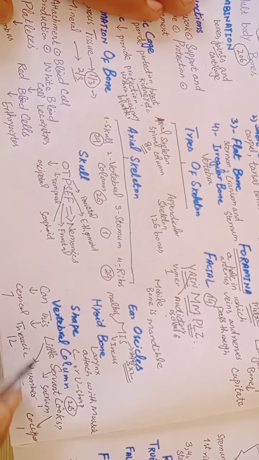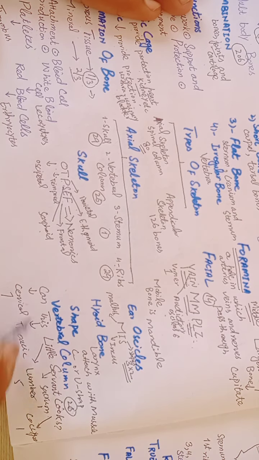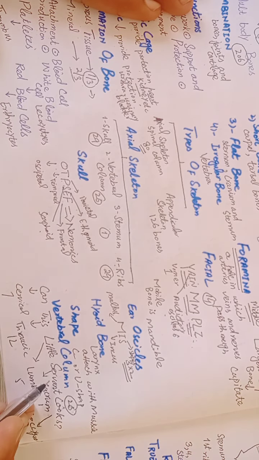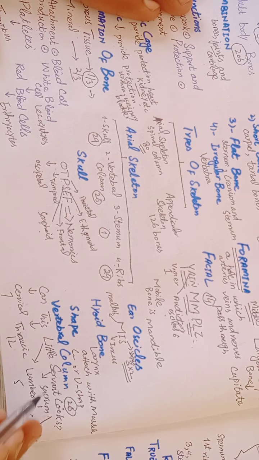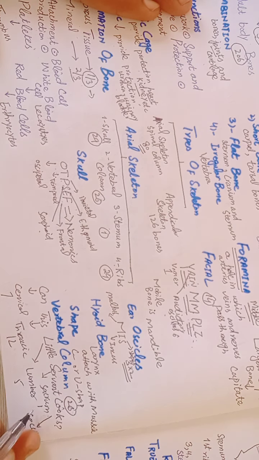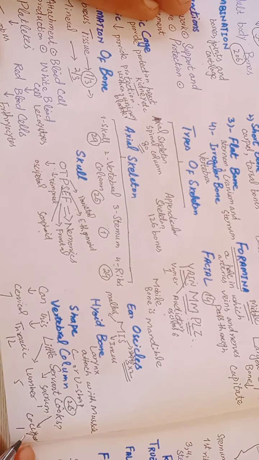Vertebral column. We remember the vertebral column bones by this mnemonic: "Can this little servant cooks." C for cervical, T for thoracic bone, L for lumbar, S for sacrum and C for coccygeal bone.